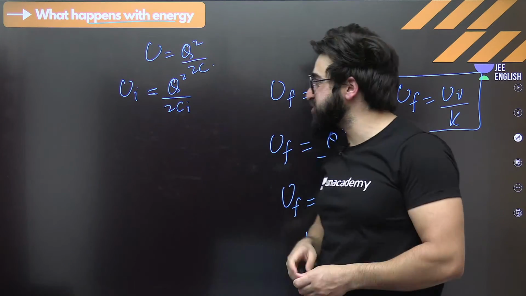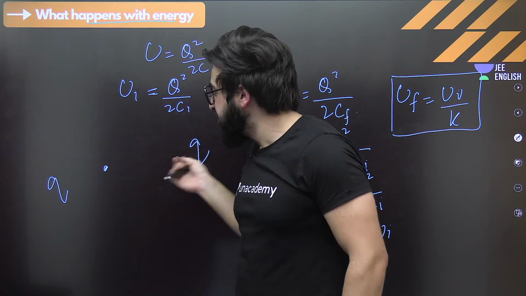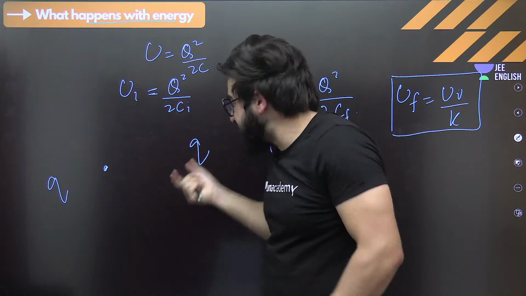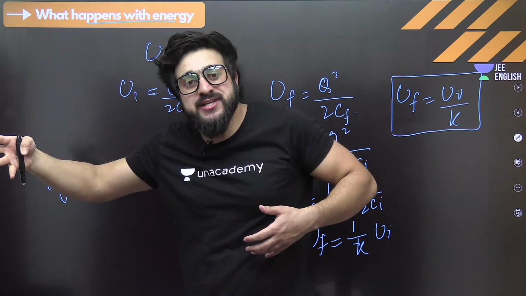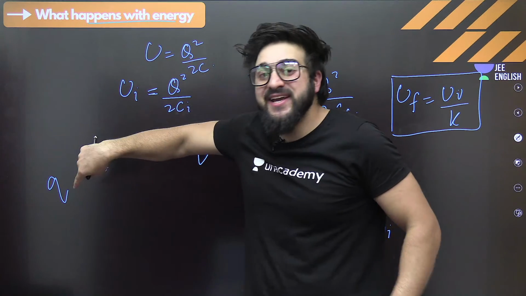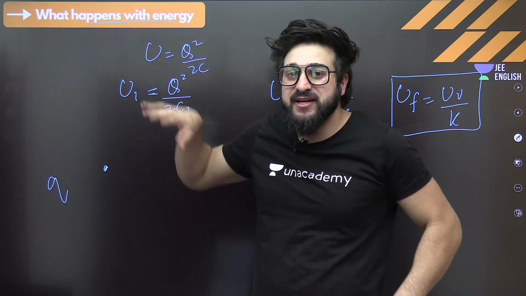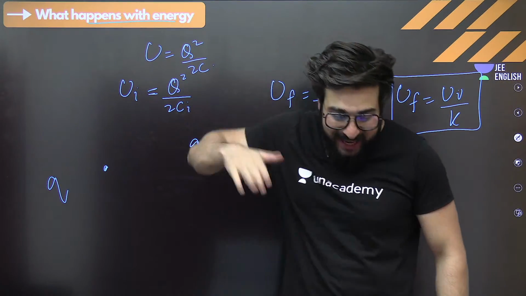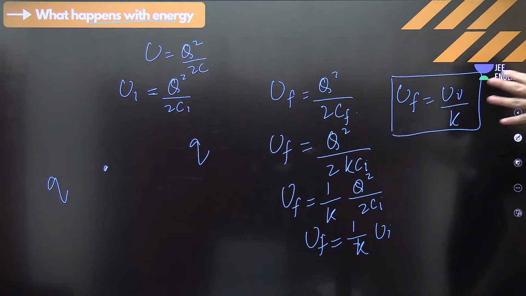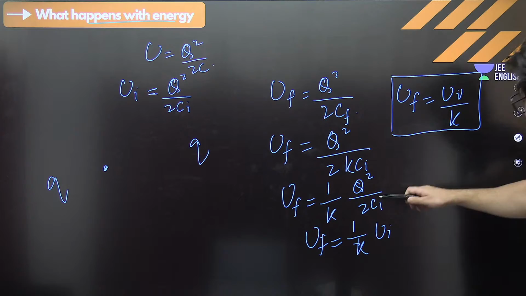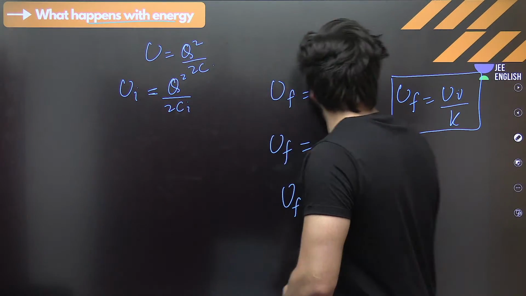Previously I told you, if there was a charge at infinity and you are bringing it to another charge, at this point you were doing the external work done in bringing this charge from this point to this point. That external work done was stored as potential energy. Over here, in case of the capacitors, the battery is taking the charge from one of the plates and placing it on the other plate and charging this capacitor. So that's why in this case the energy is decreased by K times. Okay.